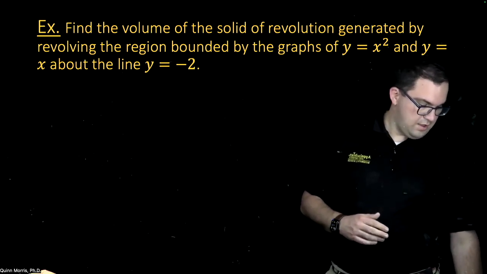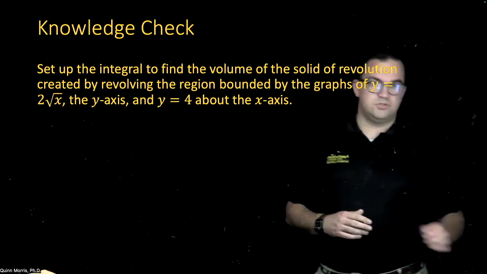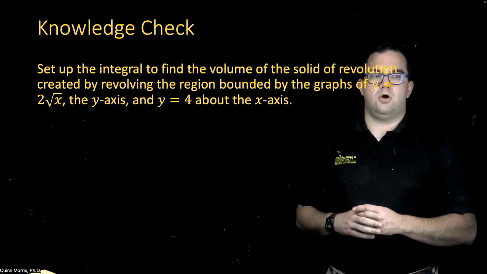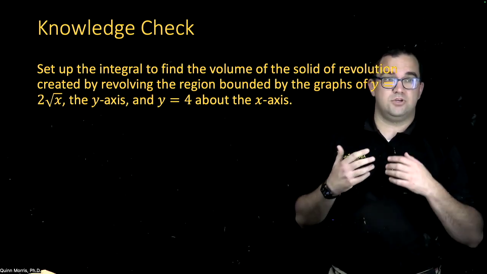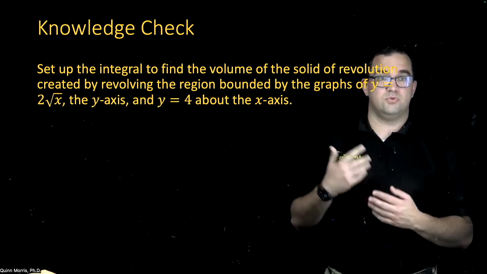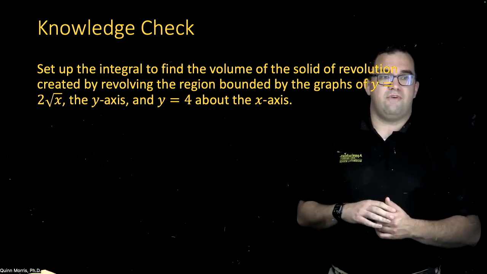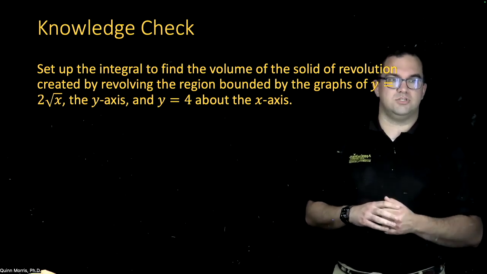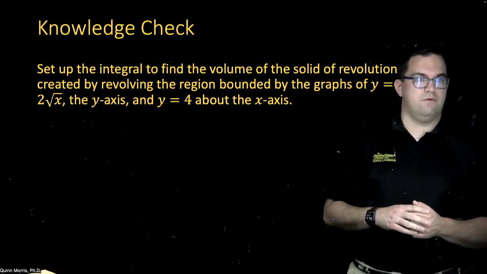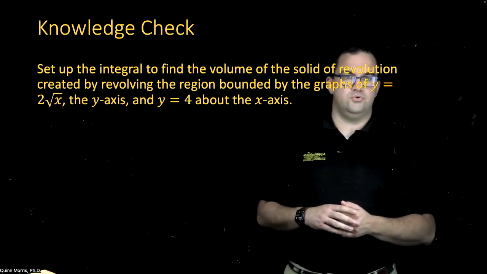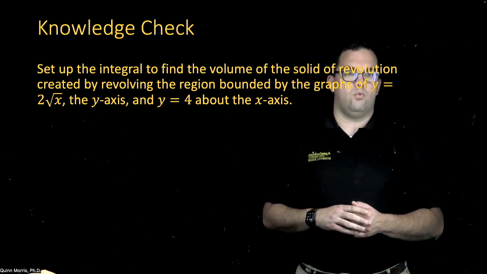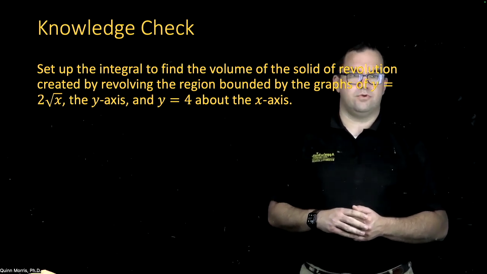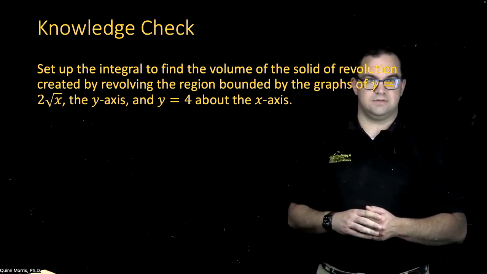All right, now to finish things up, let's do a quick knowledge check. In this knowledge check, I'm not actually asking you to find the value of the integral. I just want you to set up the integral to find the volume of the solid of revolution created by revolving the region bounded by the graphs of y equals 2 times the square root of x, the y-axis, and y equals 4 about the x-axis.